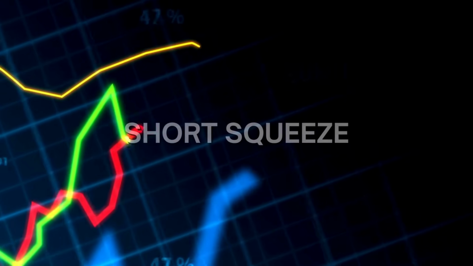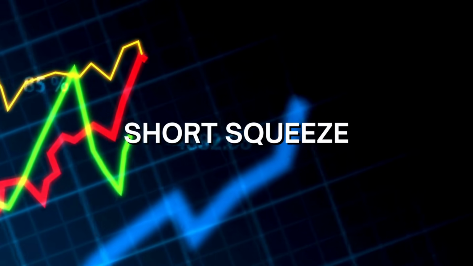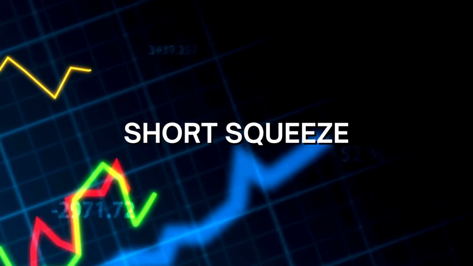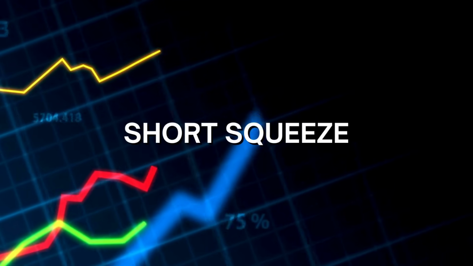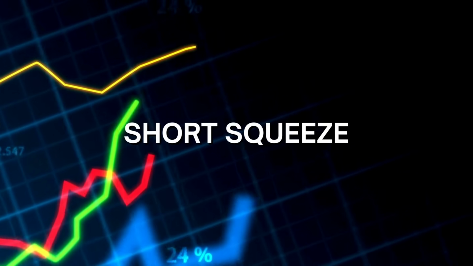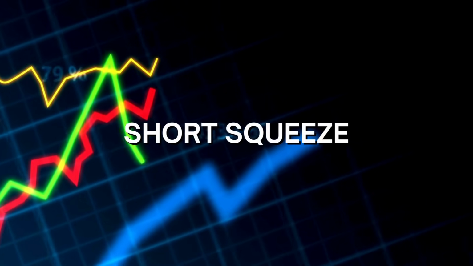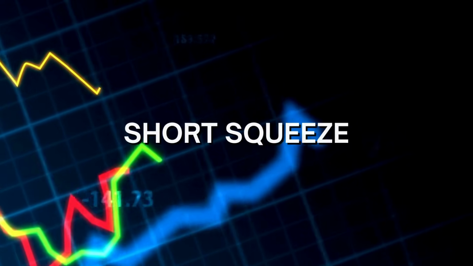Short squeeze. A short squeeze happens when a stock with a high level of short interest, many short positions, suddenly increases in price, forcing short sellers to buy back the stock to close their positions, which further drives up the stock price. If a heavily shorted stock starts to rise rapidly, short sellers rush to cover their positions, leading to a short squeeze.